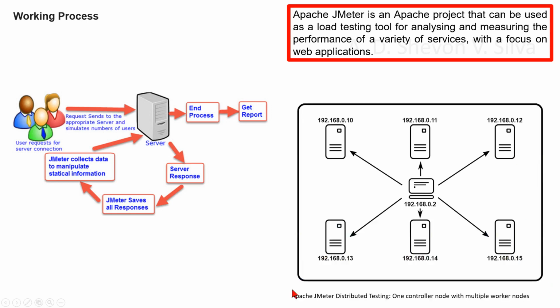Here you can see one controller node with multiple worker nodes in Apache JMeter distributed testing. Here we explain how to use multiple systems to perform stress testing.